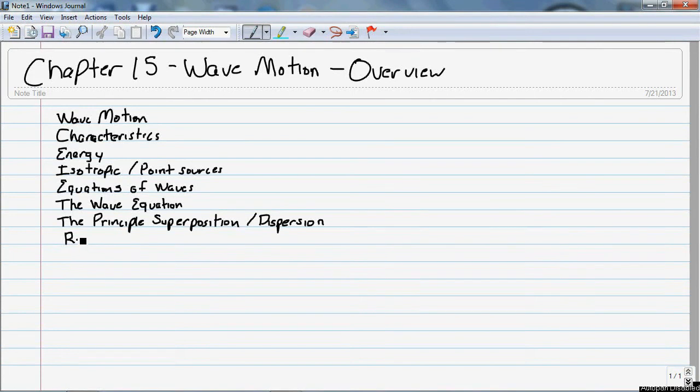There's reflection and transmission. Interference. And standing waves. And resonance.